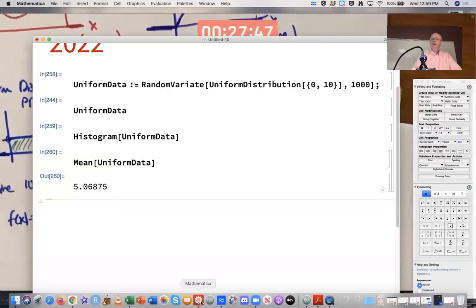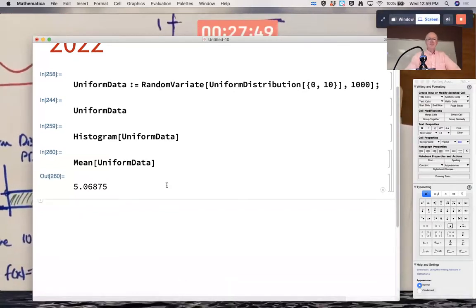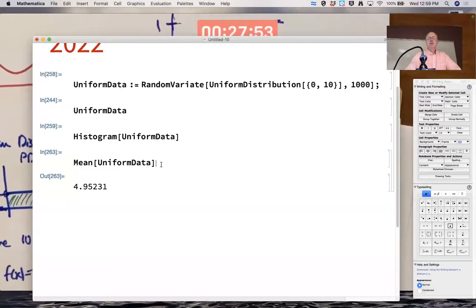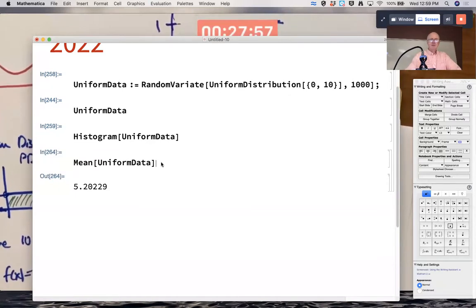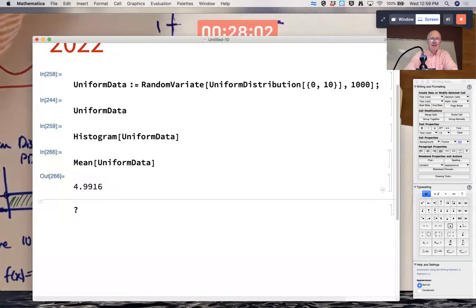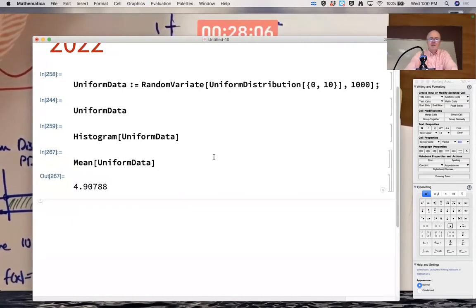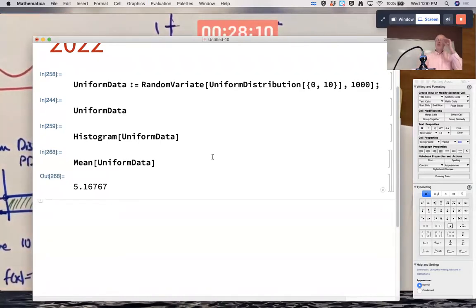Yep. And if I continue re-entering it over and over again, I always get numbers fairly close to 5. Sometimes larger than 5, sometimes smaller than 5. But always pretty close to 5, because that's the theoretical mean from doing the integral.